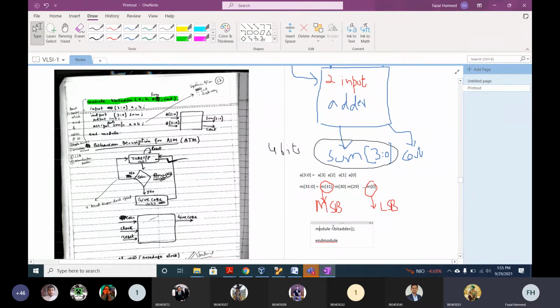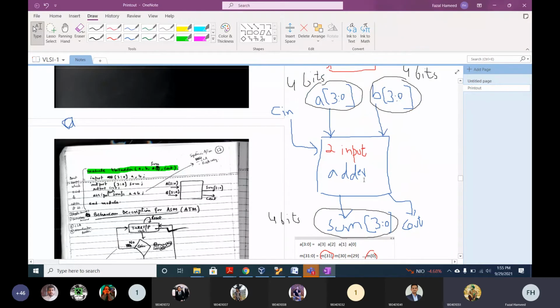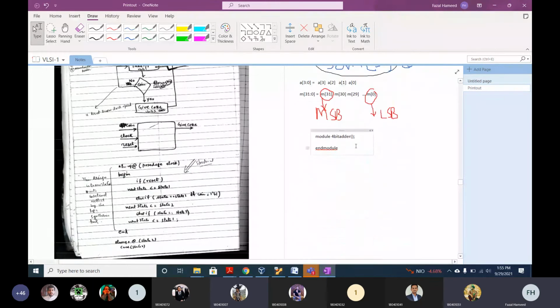So what are the interfaces in this black box? What are the interfaces? A, B, C in, sum, and C out. So actually, you can write it like this: A, comma B, comma C in, comma sum, comma C out. So these are the interfaces.